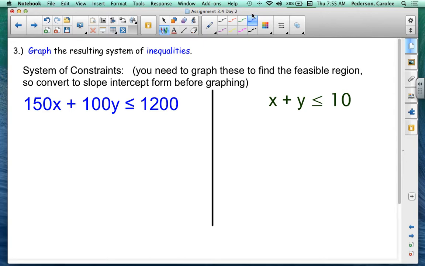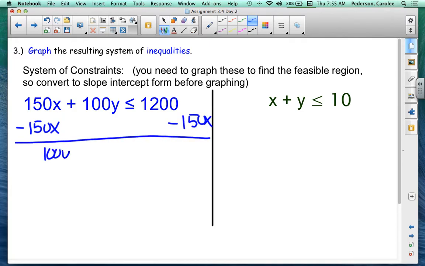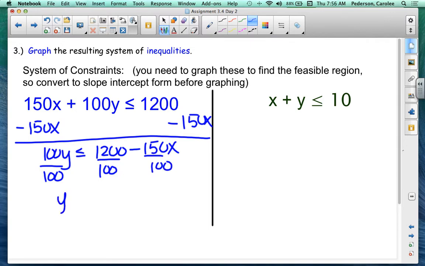So we're going to go ahead and solve this first inequality for y. I'm going to subtract 150x from both sides. And I'm left with 100y on the left, less than or equal to 1,200 minus 150x. Then I have to divide both sides by 100. So I get y is less than or equal to 1,200 divided by 100, which is 12.